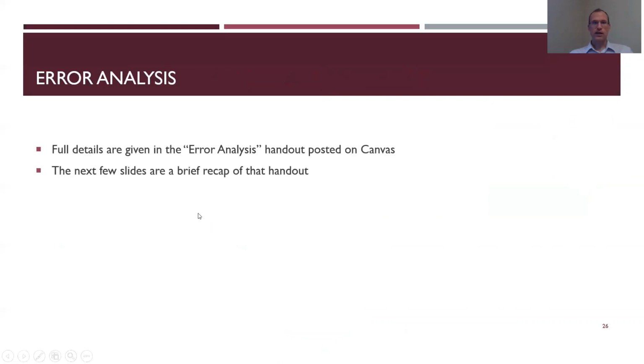The last thing for today is error analysis. So a lot of labs will be dealing with error and how much error do you have, how much error do you expect. So a whole error analysis is always good for any lab. There's a full handout of this posted on Canvas. You should read that. Some highlights will be given here, and then some examples again will be given on Tuesday.